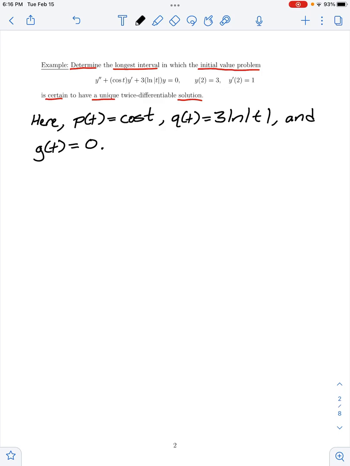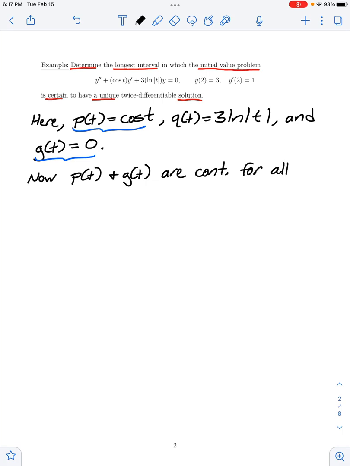And two of our functions are pretty straightforward. P of t and g of t are continuous everywhere for every single value of t. So let me start by saying that this P of t function and g of t are continuous for all values of t that are real numbers at least. And our function q of t, which is 3 times the natural log of absolute value t, is continuous.